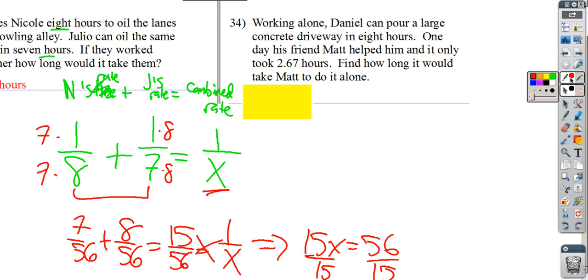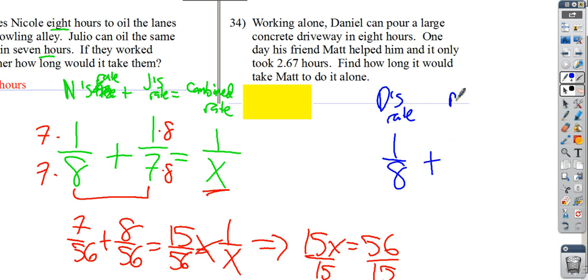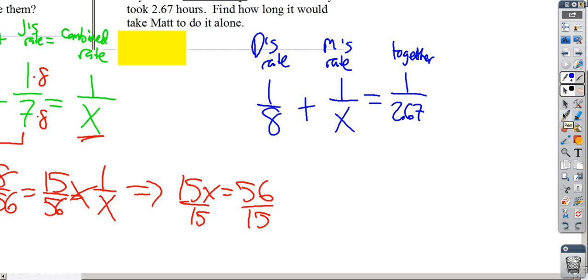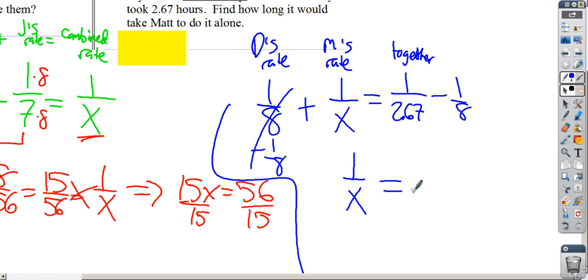Okay, this problem is almost the same, just the setup is slightly different. Working alone, Daniel, so his rate, can pour a driveway in 8 hours. That means he does 1/8 of the job per hour. His friend Matt, so this is Matt's rate, helped him, and it only took 2.67 hours. They don't tell us what Matt's rate is, so that's what we don't know right here. But we do know that together their combined rate was 2.67, so that means they do 1 over 2.67 of the job in that time. Okay, let's solve this for x. Let's subtract 1/8 from both sides. We'll subtract 1/8 from here, and then we get 1 over x. You box that off. 1 over x equals whatever this is.